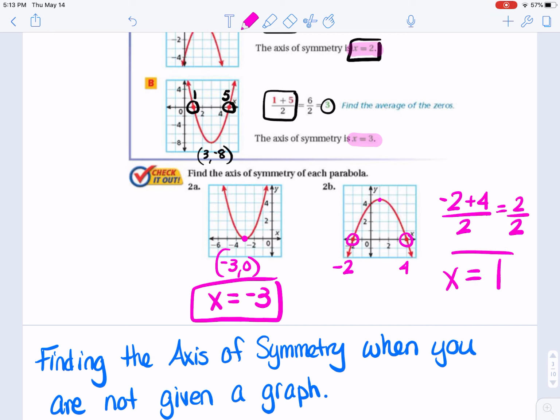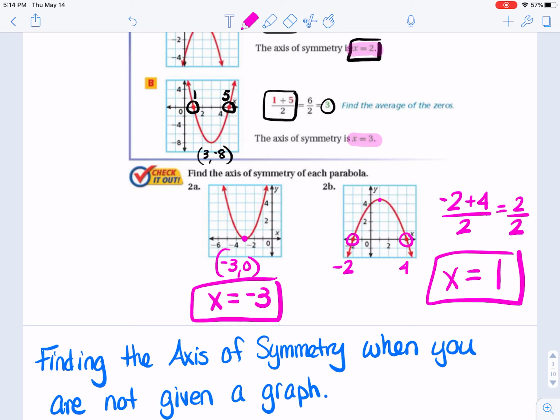So therefore, my axis of symmetry is x equals 1. Once again, notice how I wrote my answer. If you don't write the x equals, you will get it wrong, okay? It's a big deal for you not to have it. Just saying 1 means something totally different. So you've got to have the x equals when they want the axis of symmetry.